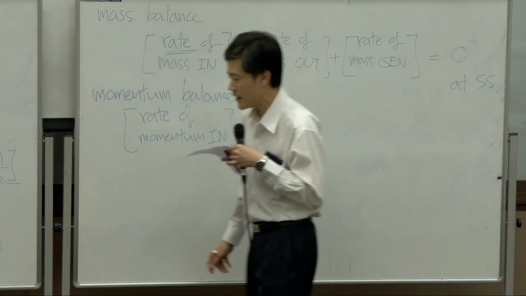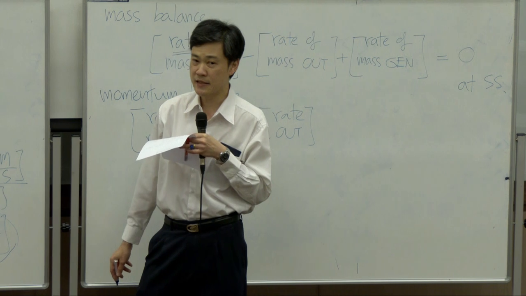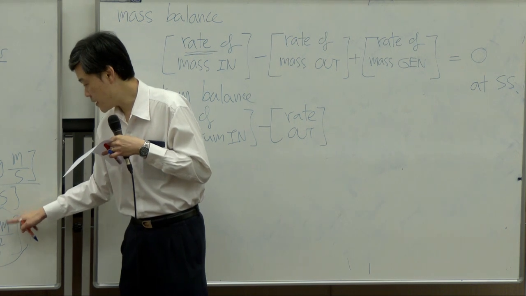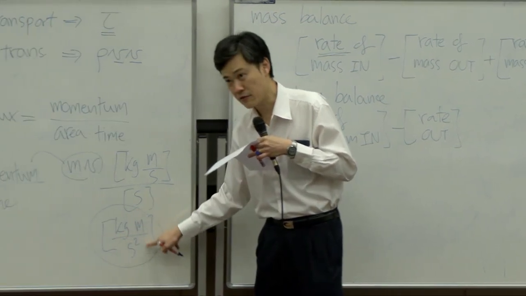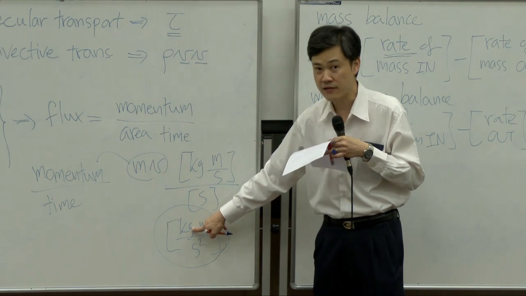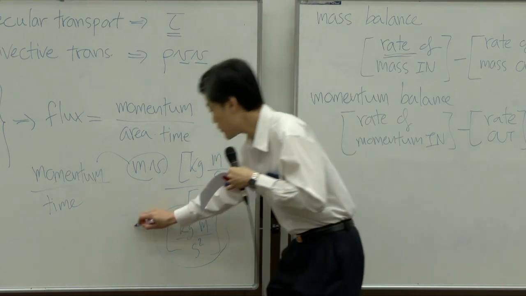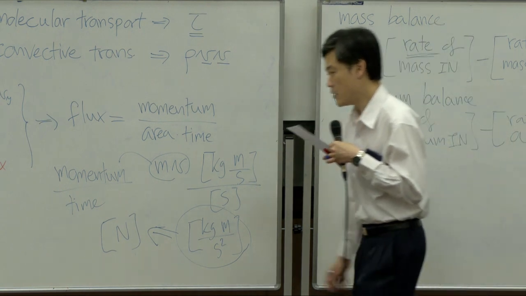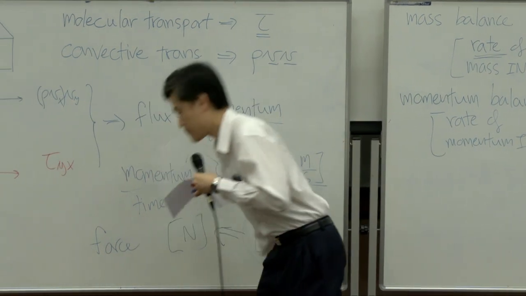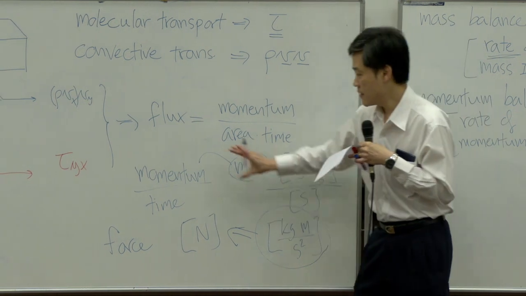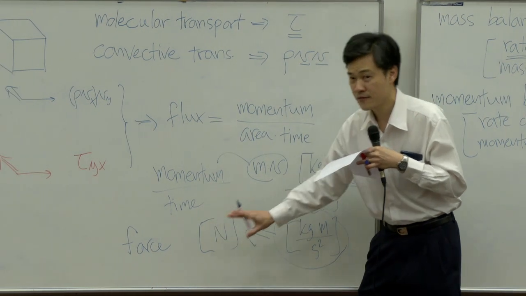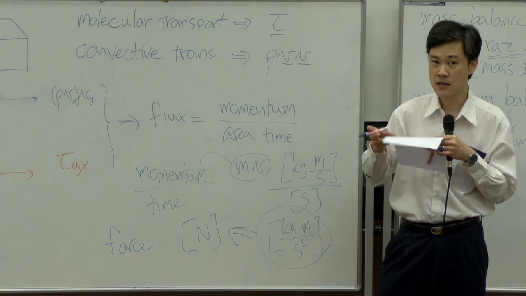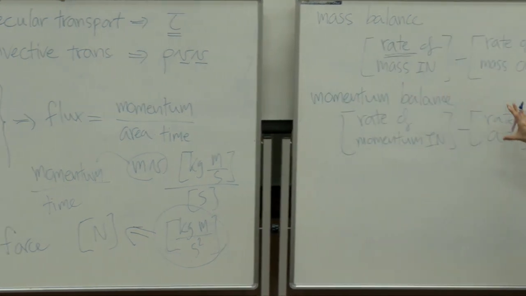And if you look closely, this unit is the same as kilogram times meter per second squared. This is acceleration, right? Acceleration times mass, that's force. So this is basically Newton. Newton is force. So that means momentum per time and force are somehow in the same family. They're in the same family. Okay? So back to our equation.